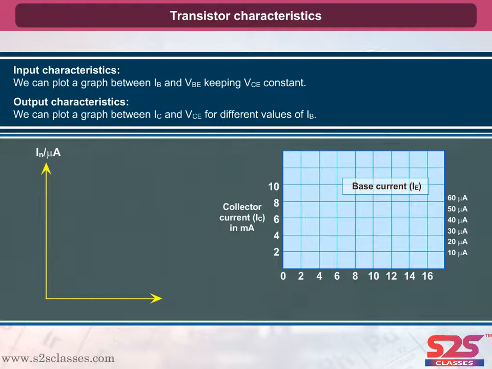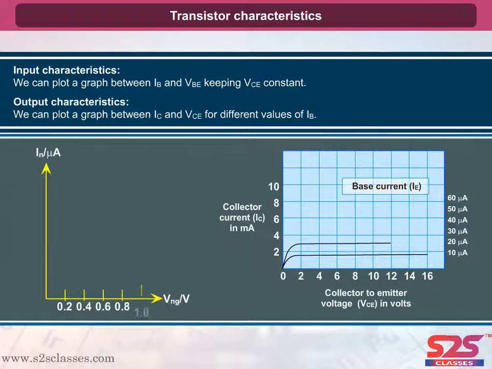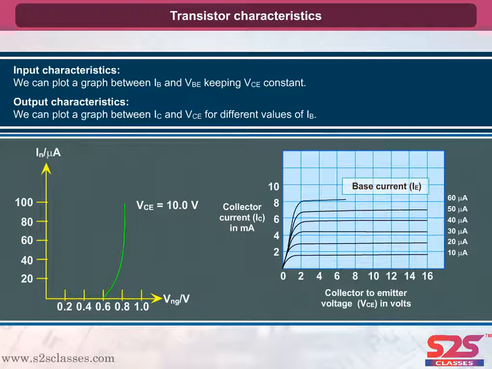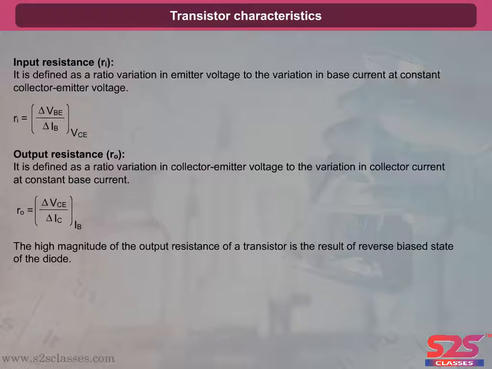Input characteristics. We can plot a graph between IB and VBE keeping VCE constant. Output characteristics. We can plot a graph between IC and VCE for different values of IB.